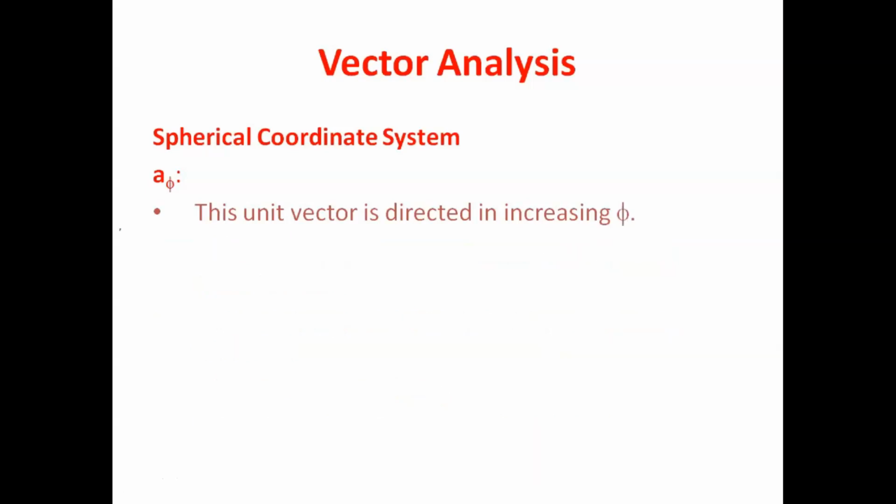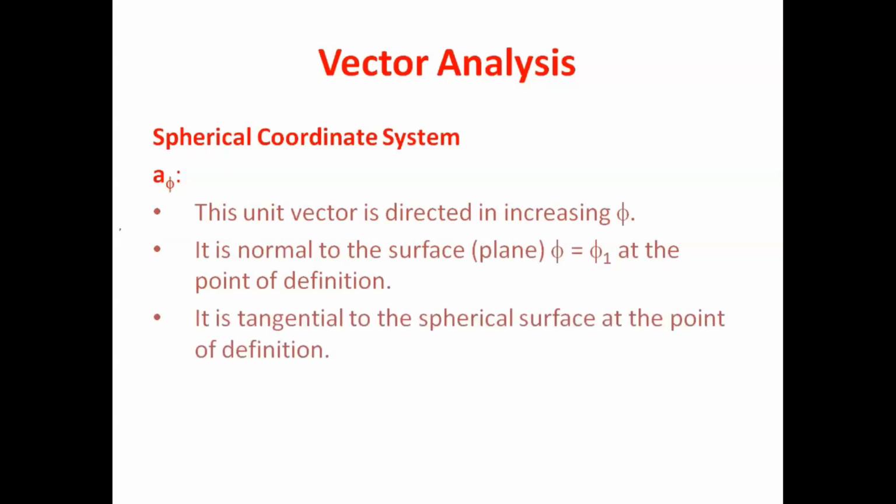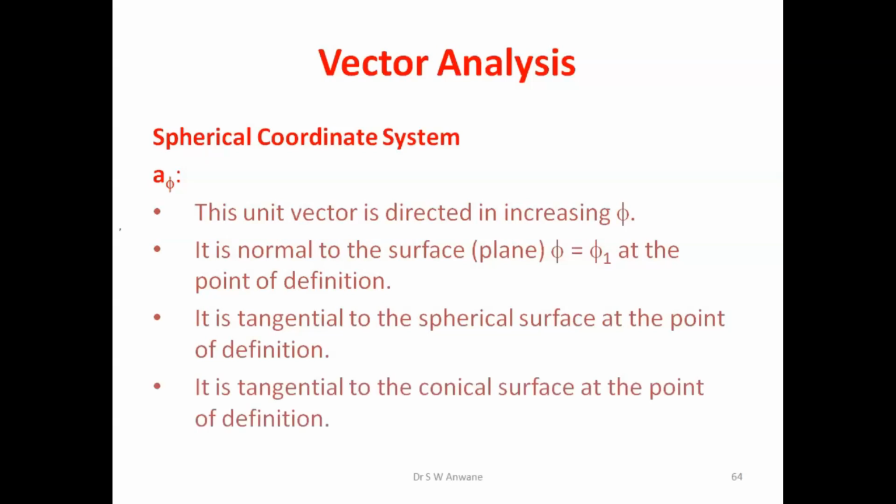A phi cap is a unit vector directed in the direction of increasing phi. It is normal to the surface phi equal to phi 1 at the point of definition, and it is tangential to the spherical surface at the point of definition. Also it is tangential to the conical surface at the point of definition.